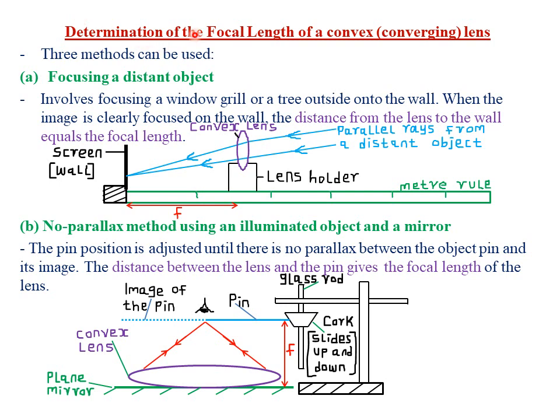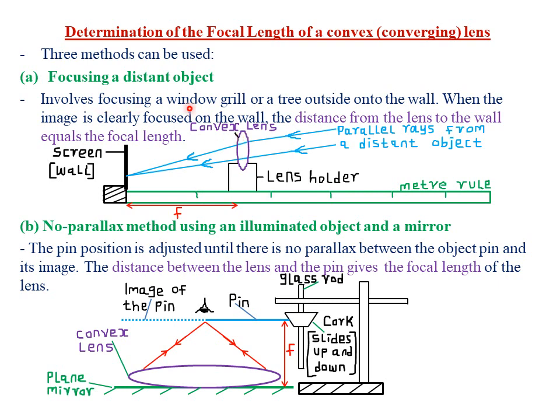So today we are looking at determination of the focal length of a convex lens, which is also called a converging lens. Three methods are used. The first method is what we call focusing a distant object. Remember, a distant object is an object that is far away from the observer, or far away from, of course, your lens.